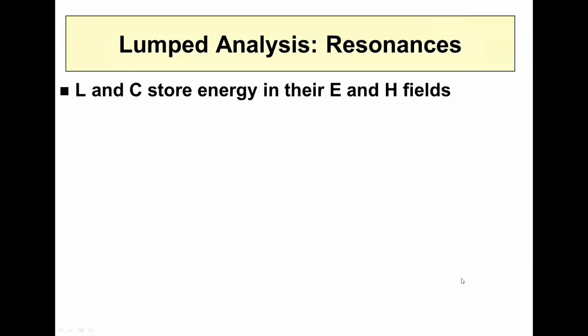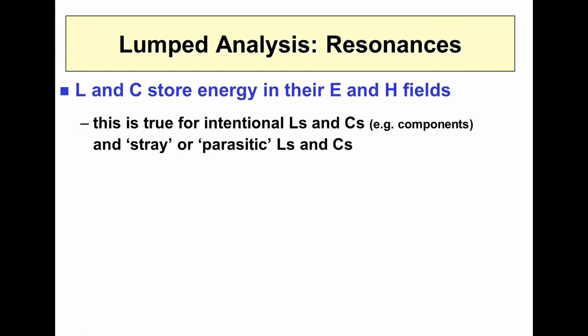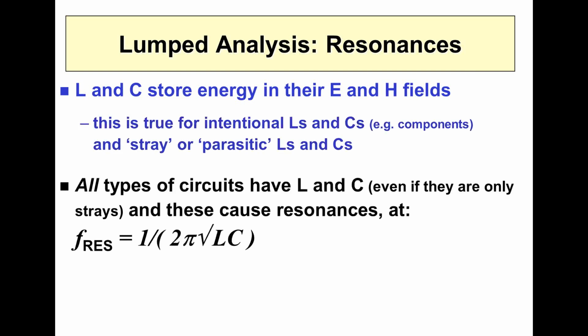Resonances in lumped analysis are caused by the inductive energy stored in inductances and the inductive and capacitive energy stored in stray fields, or actual fields in components like inductors and capacitors. All types of circuits have L and C, even if they are strays. They cause resonances at 1 over 2 pi root LC. You will have heard or used that expression in the past.